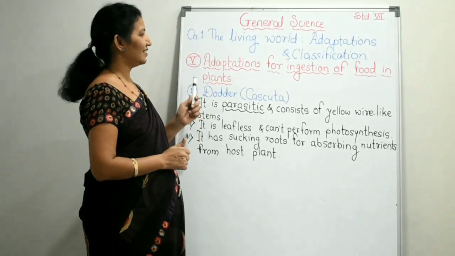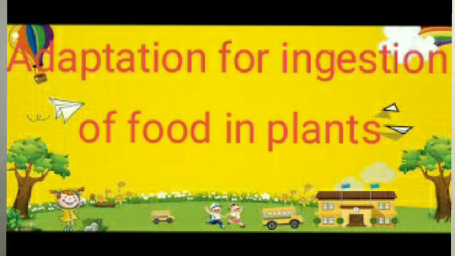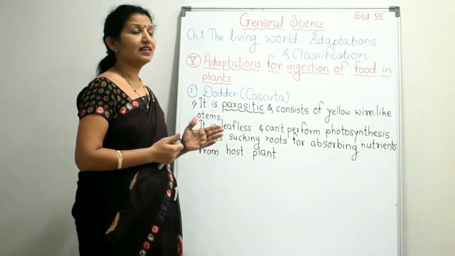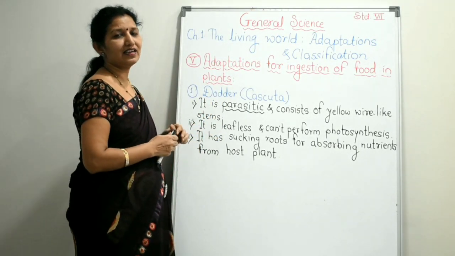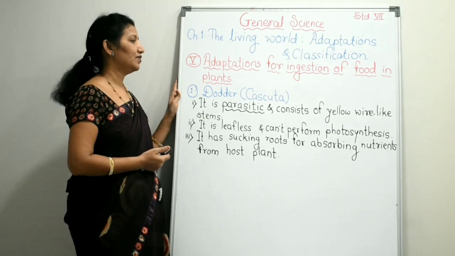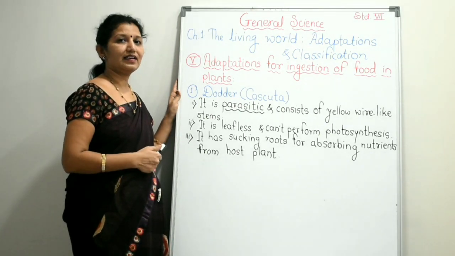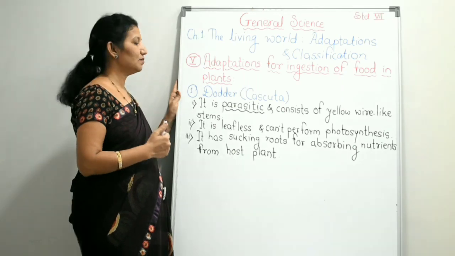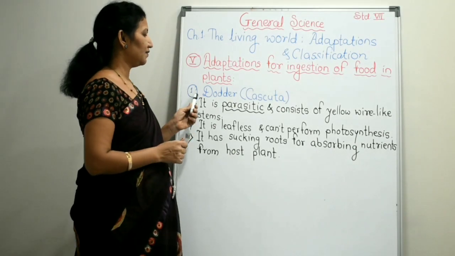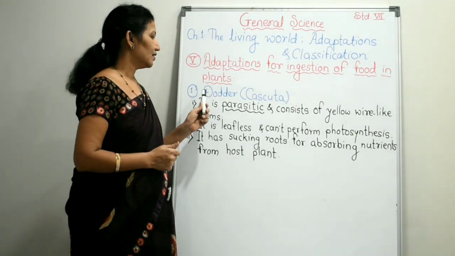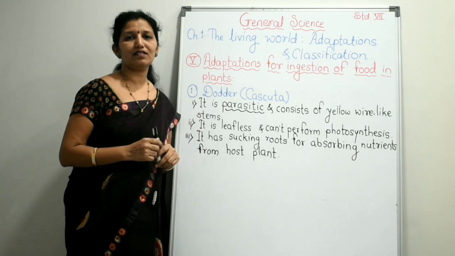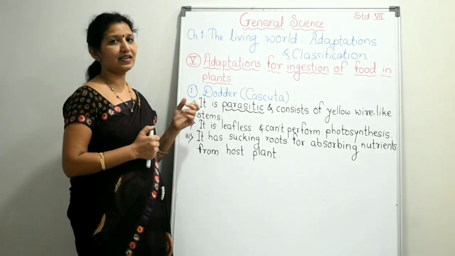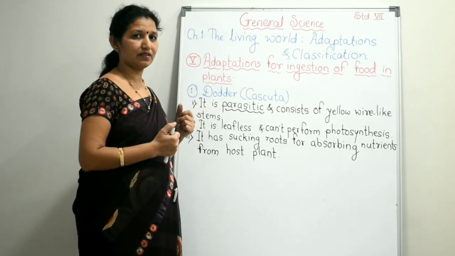Children, let us study the adaptations for ingestion of food in plants. As per the modes of ingestion of food in plants, they are differently classified, and we will see the examples and their mode of nutrition in some plants. For example, the first one we will take is dodder or cuscuta. It is a parasitic plant and it has the parasitic mode of nutrition.